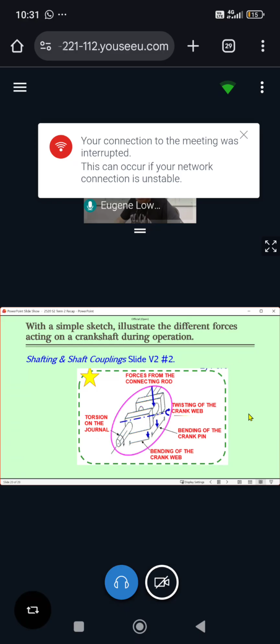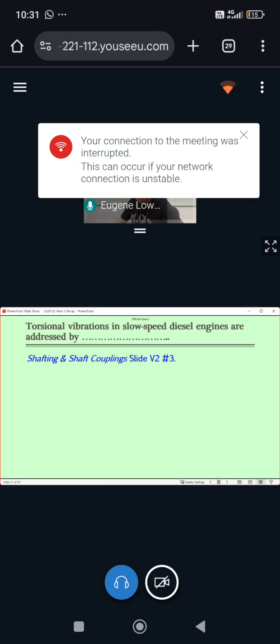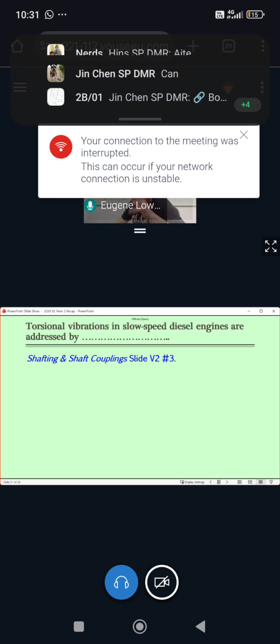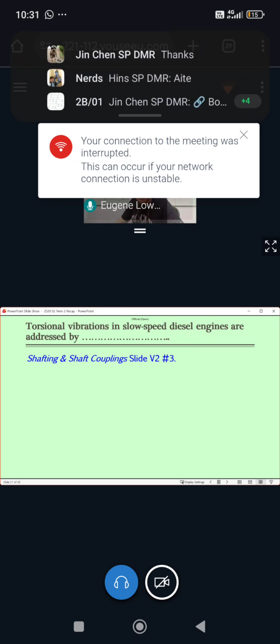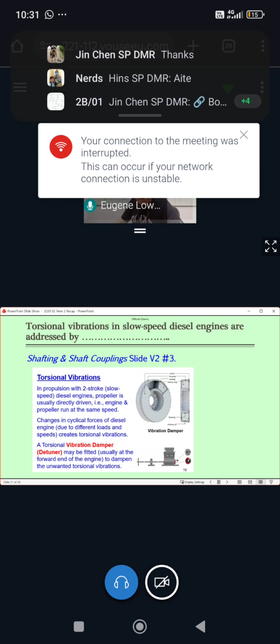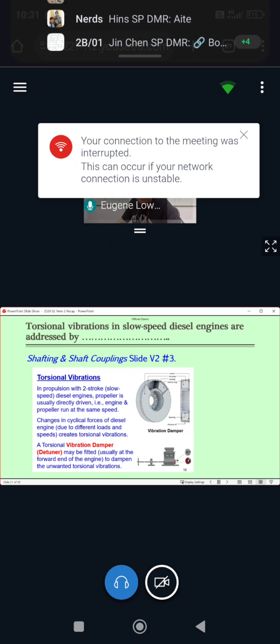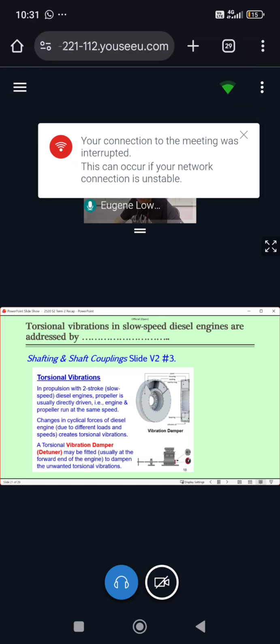Okay, next, you add on these labelings. Okay, torsional vibrations in slow-speed diesel engines are addressed by what kind of thing, right? Torsional vibrations, slow-speed diesel engine, only slow-speed diesel engines are fitted with all these things, right? Torsional vibrations to be addressed using a vibration damper, right? Vibration damper, or sometimes it's also known as detuner, all right?